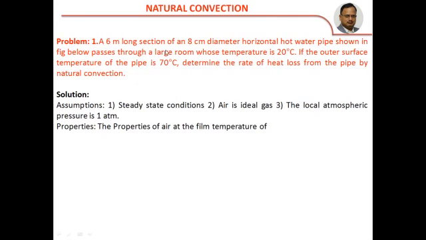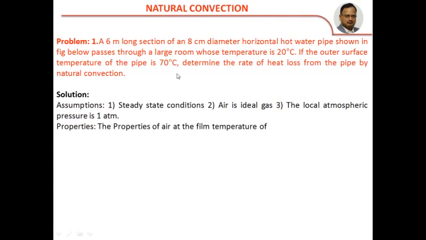A 6-meter long section of an 8-centimeter diameter horizontal hot water pipe passes through a large room whose temperature is at 20 degrees centigrade. If the outer surface temperature of the pipe is 70, determine the rate of heat loss from the pipe by natural convection. So you can observe that there is no velocity term involved in it. The pipe is 6 meters long and 8 centimeter diameter. The room is at 20 degrees and the surface is at 70. You are asked to determine the heat loss.